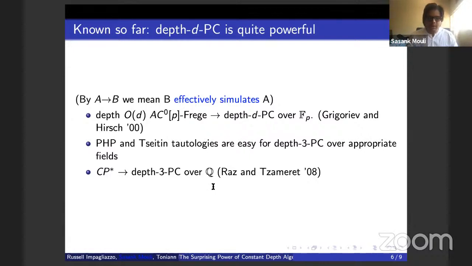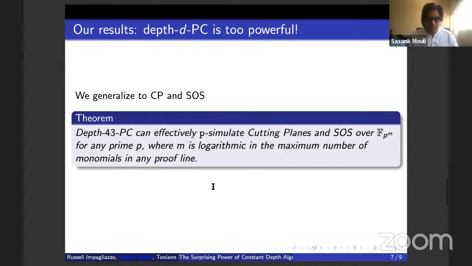One of our main results is that we generalize this to cutting planes with unbounded coefficients and sum of squares. Essentially, we show that given enough depth, and this is a number that is just large enough, depth-d PC can simulate cutting planes with unbounded coefficients and sum of squares over an extension field, with the depth polynomial in the size of the proof that we want to simulate.